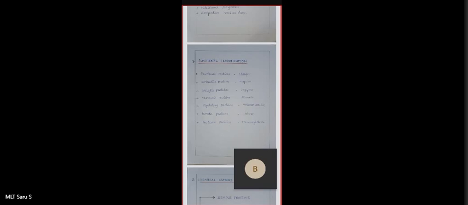Next is genetic proteins. It provides stability to the DNA structure. It includes histones. And protective proteins. It provides protection. It includes immunoglobulin.